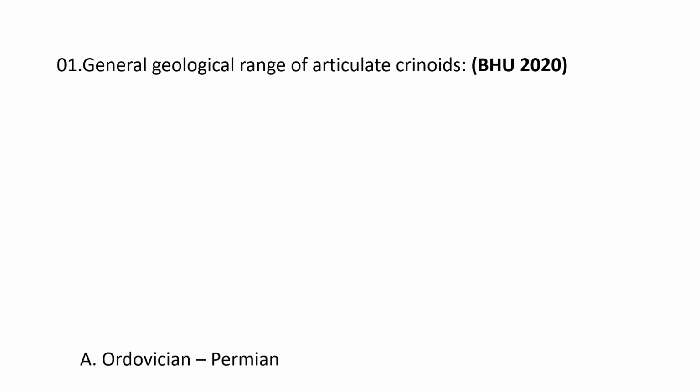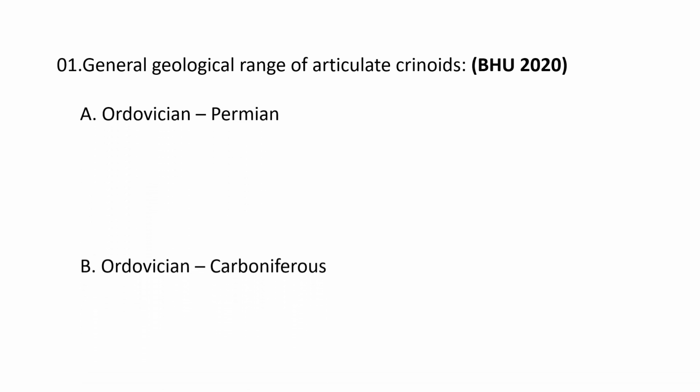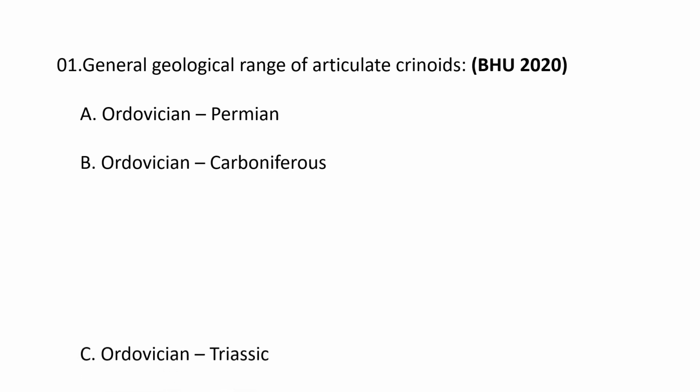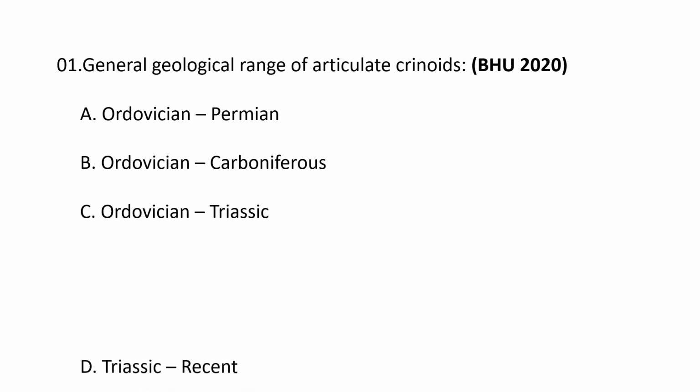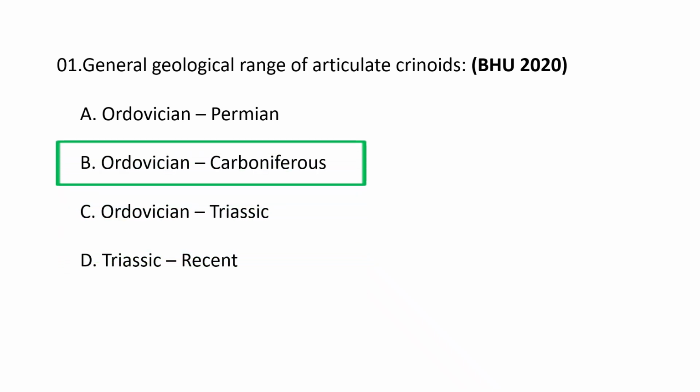The general geological range of articulate crinoids is: A. Ordovician to Permian, B. Ordovician to Carboniferous, C. Ordovician to Triassic, and D. Triassic to Recent. So the correct option goes as B. The general geological range of articulate crinoids is Ordovician to Carboniferous. B is the correct option.